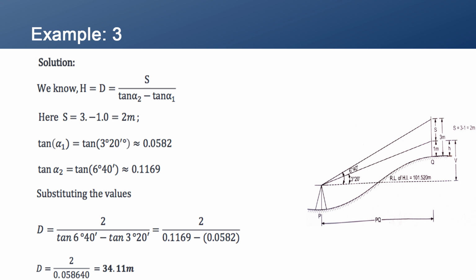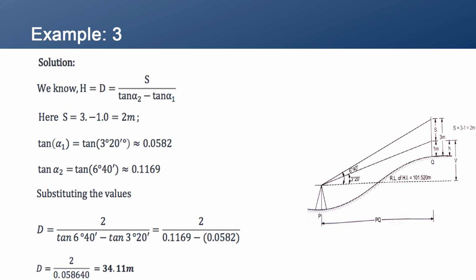First, calculate the horizontal distance between P and Q. We know that horizontal distance is given by S by tan alpha 2 minus tan alpha 1. Here S, which is the difference in the staff reading, is 3 minus 1 is equal to 2 meter. Tan alpha 1, which is tan 3 degree 20 minutes, is equal to 0.0582 and tan alpha 2, which is tan 6 degree 40 minutes, is equal to 0.1169.